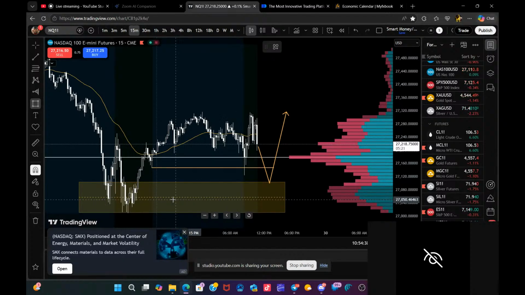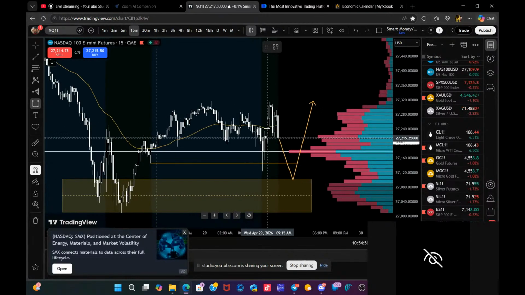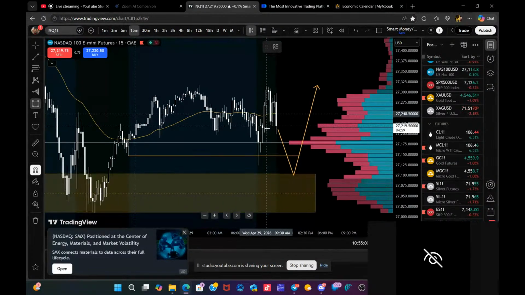And I want to see this come down. Although it did come in here, we had a liquidity sweep here. I kind of want to see it come down into my demand zone and sweep this low right here. Now, will it happen? It's a possibility that it may not happen. But that's what I want to see.